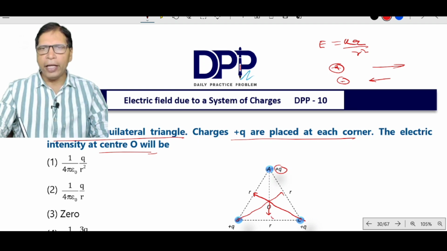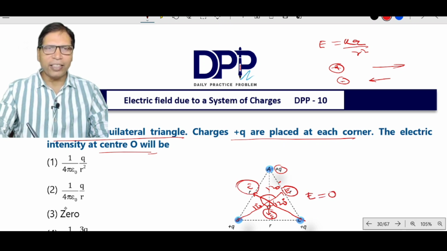Now, the angle between any two electric fields is 120 degrees. This is 120 degrees, this also 120 degrees, this also 120 degrees. So, the resultant of these is equal to 0. So look at this, this is the answer.